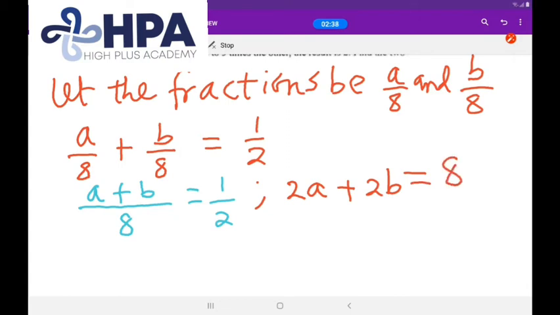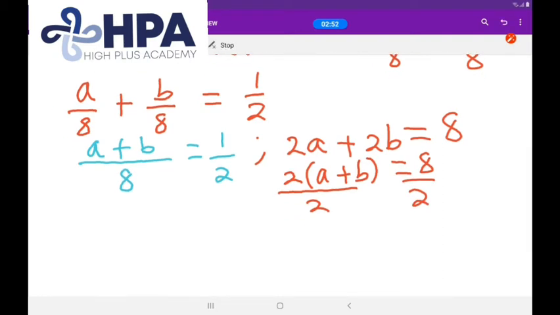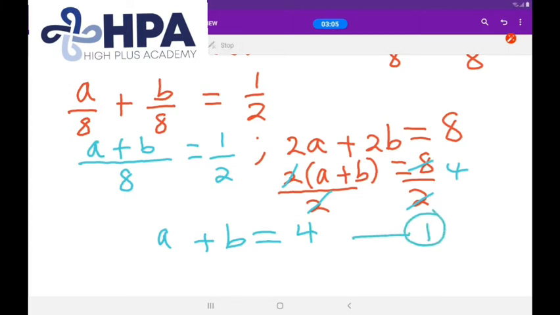We can reduce this further. 2 is common, so we have 2 into A plus B equals to 8. And if I divide both sides by 2, I'll be having a very good equation to be what? A plus B equals 4. And that is our equation 1. Now let's go back to the question to see what we have.